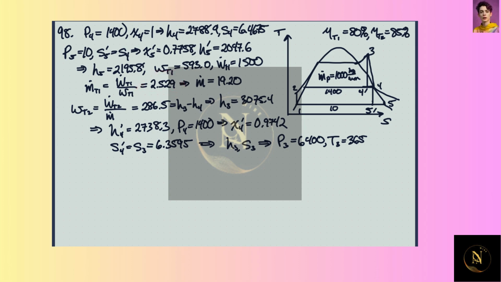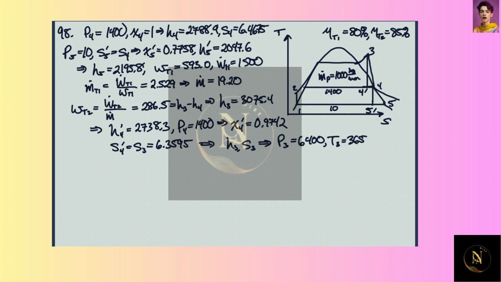Now, this is what's going through the low pressure turbine after we've extracted 1,000 kilograms per minute for the process heater. So adding 1,000 kilograms per minute, remembering to convert it to kilograms per second, we get the mass flow rate through the whole system as 19.2 kilograms per second. So this is the mass flow rate through the boiler, and actually the mass flow rate into the high pressure turbine.